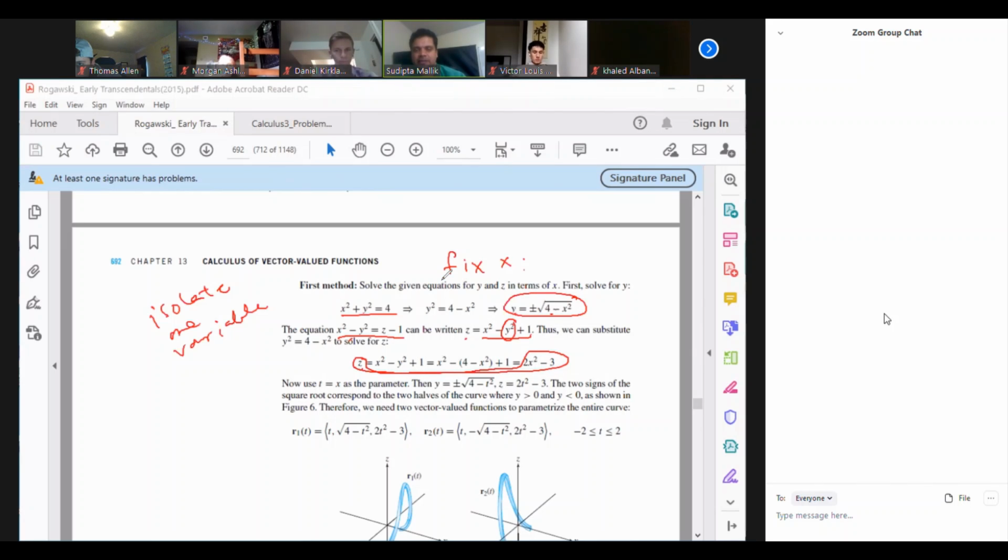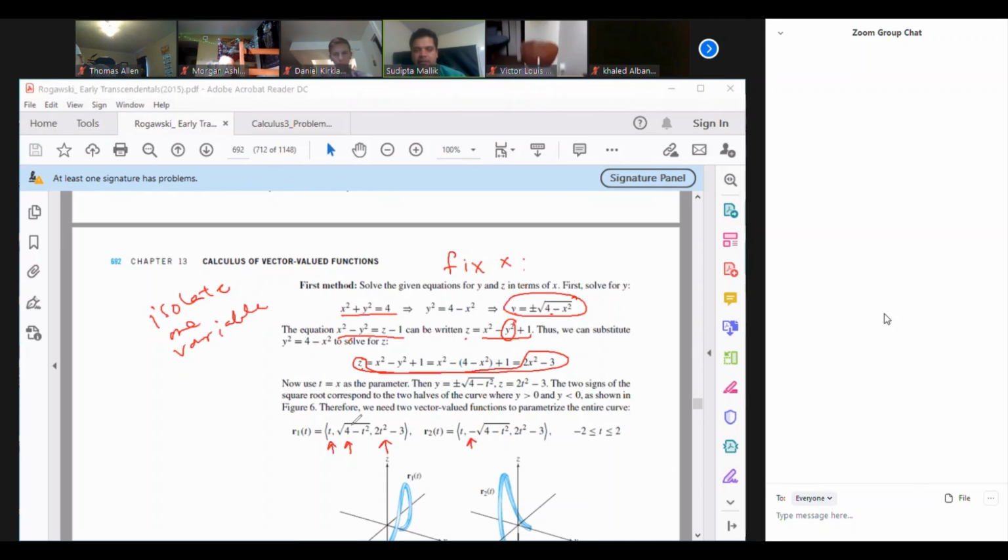Okay? So this is plus or minus. So first you take plus. So this is x equals t, y equals positive square root of 4 minus t squared, and z is this. This is one side of the curve, and this is the other side of the curve when you took y equals negative.